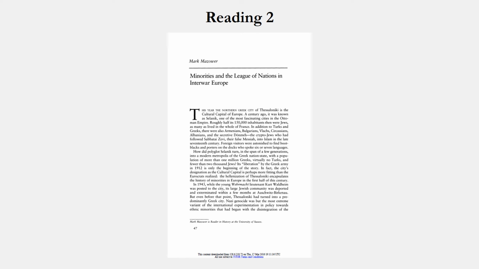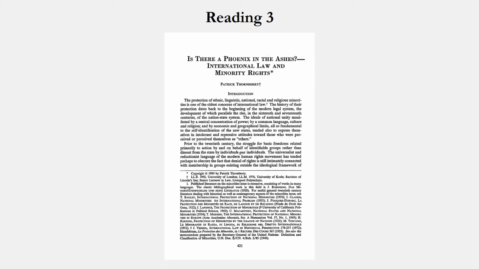Reading 3 is by Patrick Thornberry, a British scholar who has published widely in public international law and human rights, specializing in the rights of minorities and indigenous peoples and racial discrimination. Now, this reading starts with a bit more historical context, going back to centuries of precedents for international legal protections for minorities, before then covering the minorities treaties that were supervised by the League of Nations post-World War I. As with Reading 2, Reading 3 also covers the failure of the League system. Accordingly, you should either read one or the other.